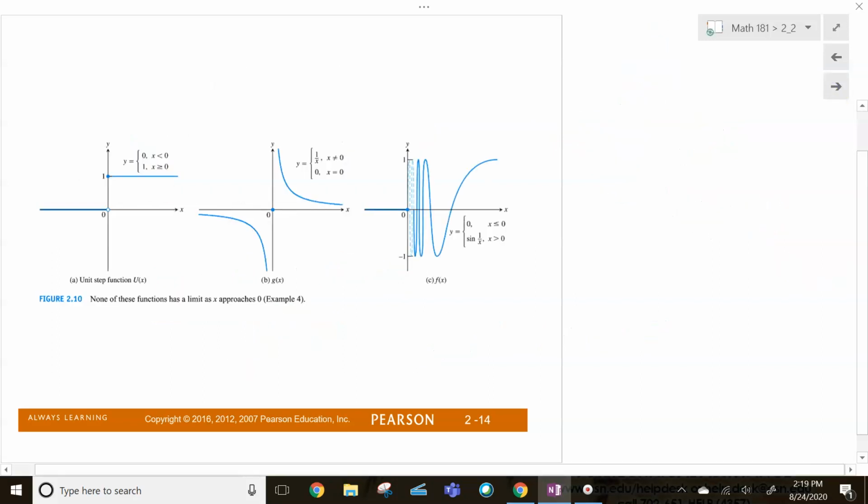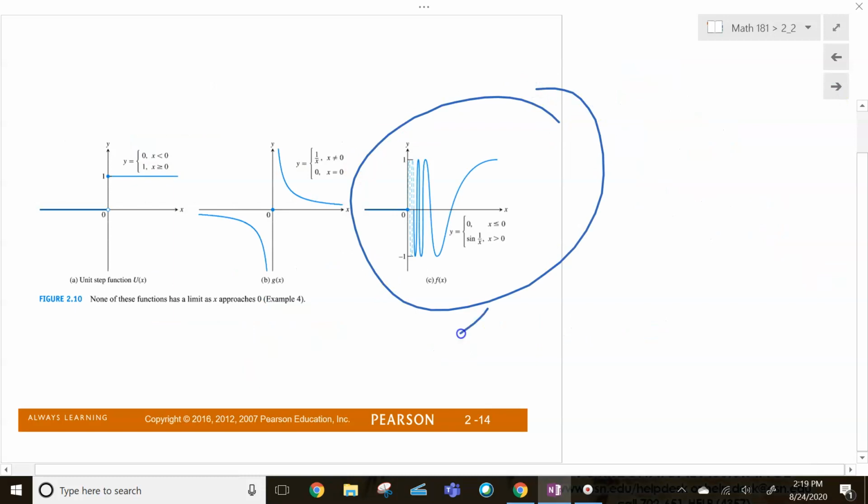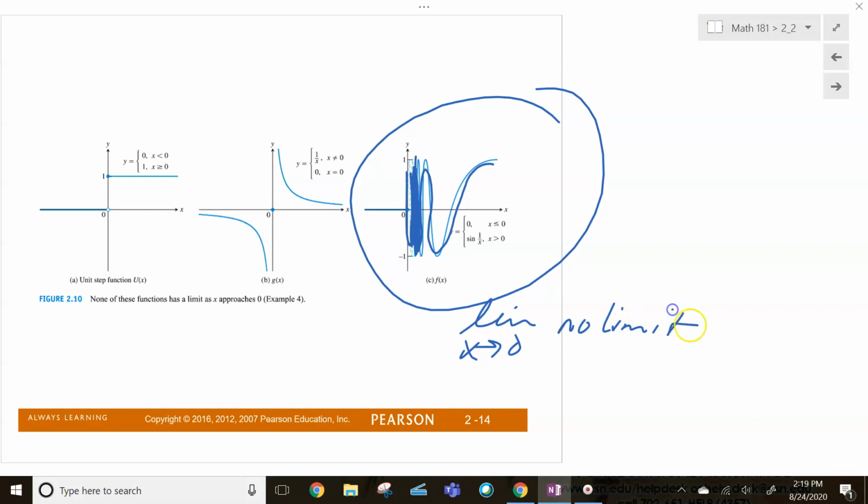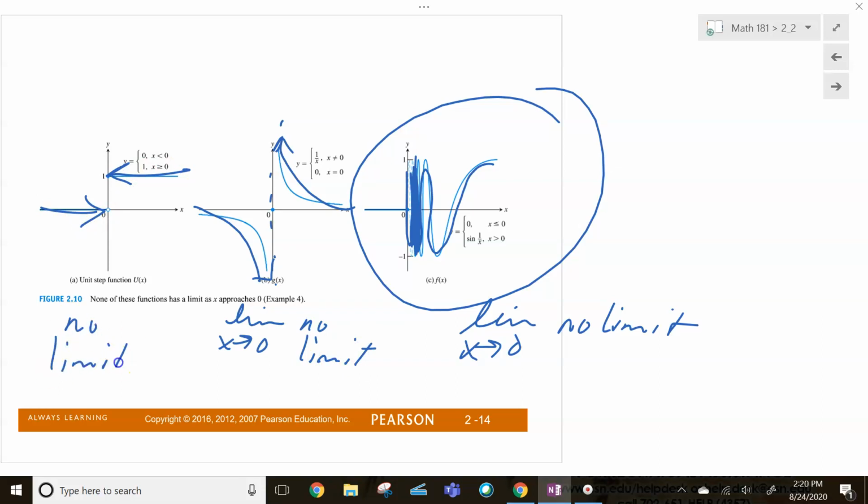And finally, if you have an oscillation right here, so the limit as x approaches 0. As I approach it, notice it just keeps bumping up and down, up and down, up and down. It's just oscillating, so there's no limit. There's no limit on this either. This one, notice no limit, it's shooting up, shooting down. So limit as x goes to 0, no limit. Here, limit as x goes to 0, they disagree. No limit as x approaches 0.